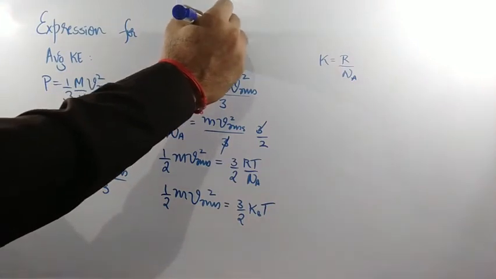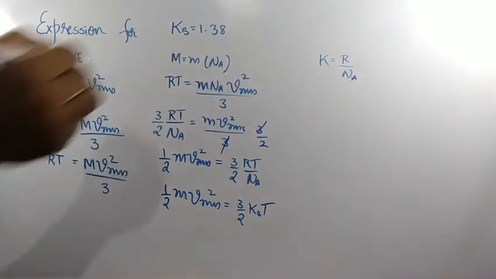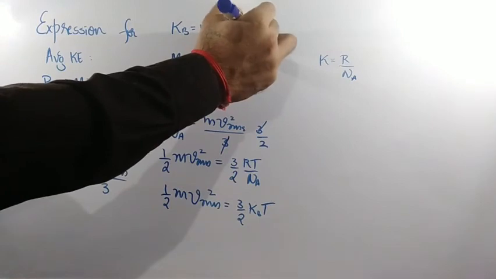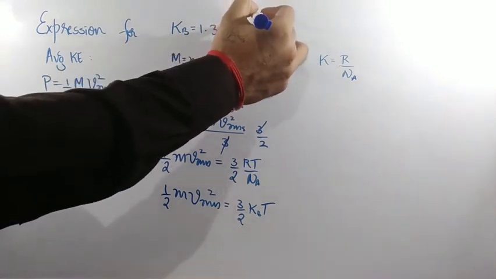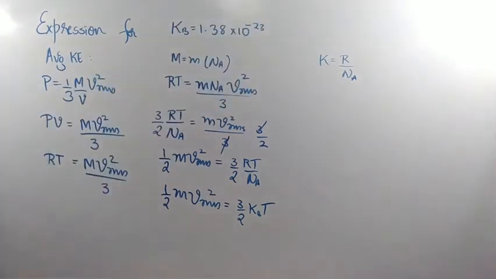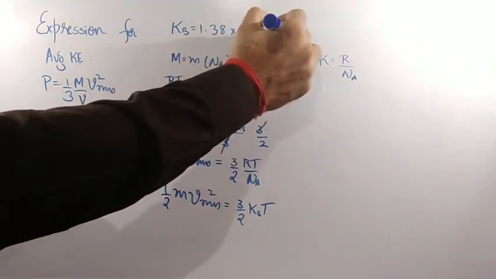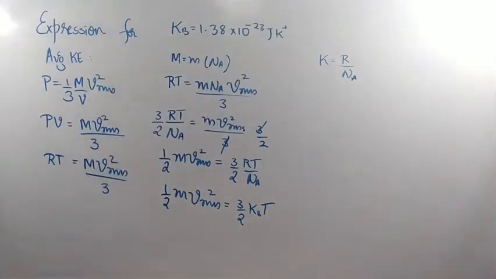So the Boltzmann constant value k_B is 1.38 into 10 to the power of minus 23 joule per Kelvin. Clear? 1.38 into 10 to the power of minus 23 joule per Kelvin.